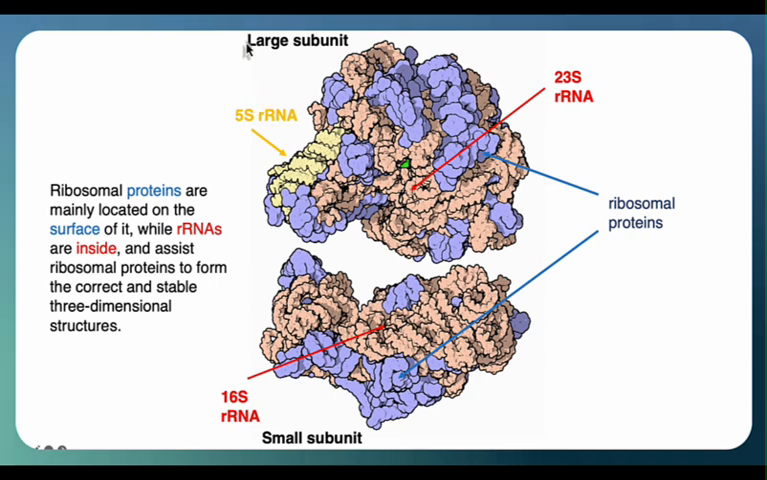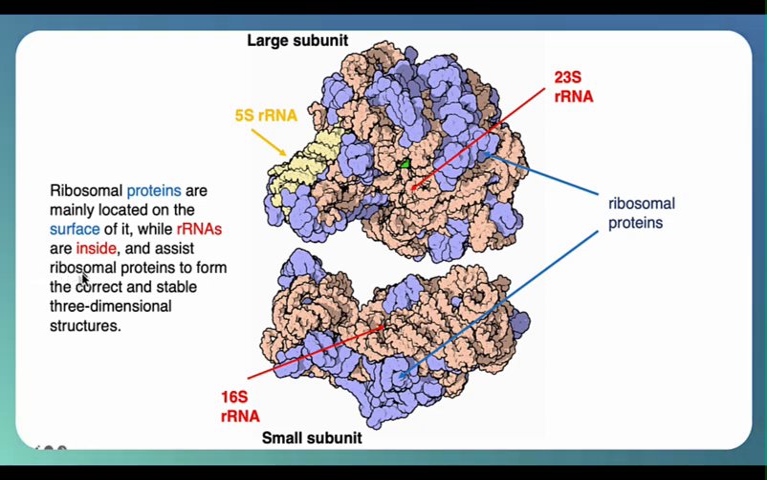Let's take a three-dimensional look at the structure of a bacterial ribosome. This is the large subunit, while this is the small subunit. Here, the 5S ribosomal RNA is shown in yellow. The 23S and 16S ribosomal RNAs are shown in orange. The ribosomal proteins are shown in blue. It is known that ribosomal proteins are not located inside the ribosomal RNA, but rather on the surface of the ribosomal RNA.